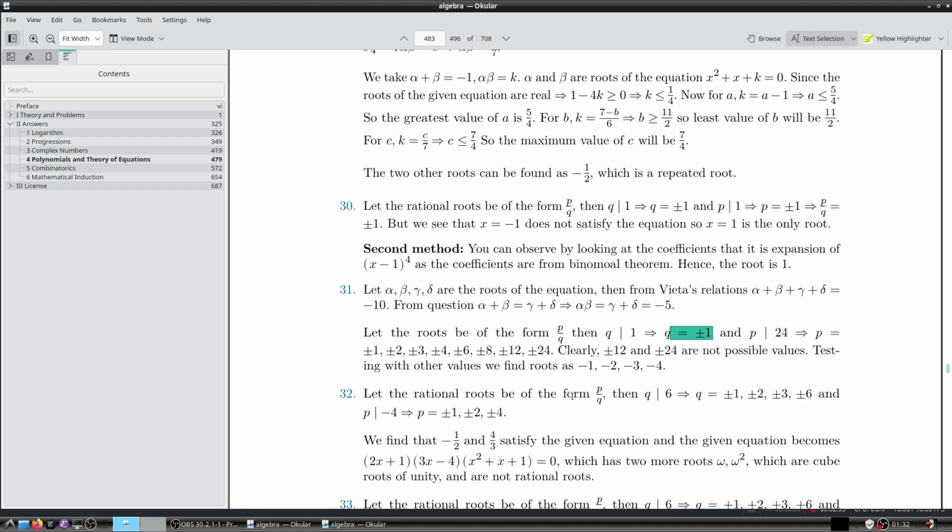So by looking at different combinations of p by q, we see that minus 1 by 2 and 4 by 3 satisfy the given equation, and the given equation now becomes 2x plus 1, into 3x minus 4, into x squared plus x plus 1. Now x squared plus x plus 1 cannot have rational roots. The roots are the cube roots of unity, that is omega and omega square.